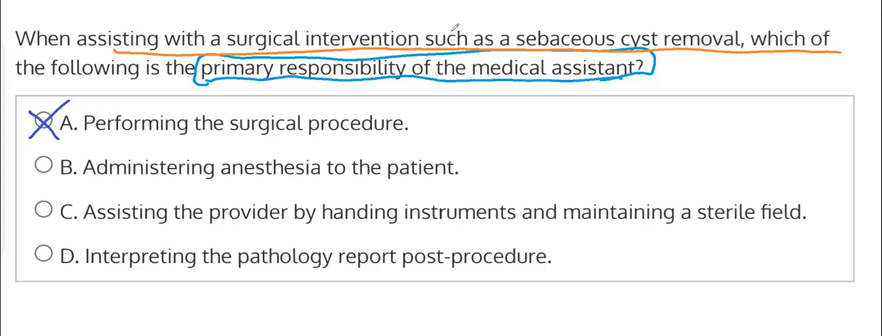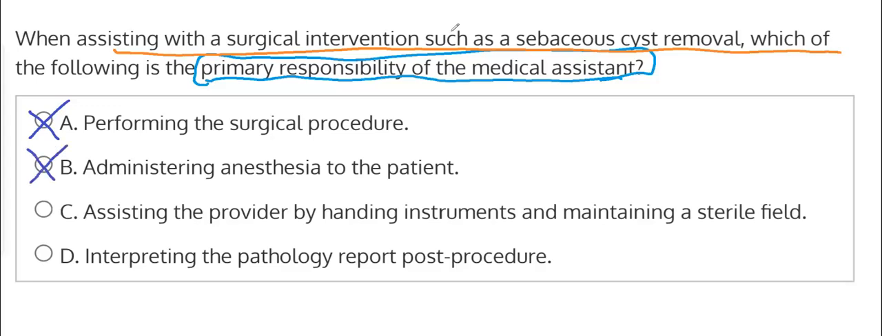So we eliminated that. Option B says administering anesthesia to the patient. This is also another very specific task that would be given to someone with lots of training, such as an anesthesiologist, and would not be the responsibility of you as a medical assistant. So we can eliminate that as well.